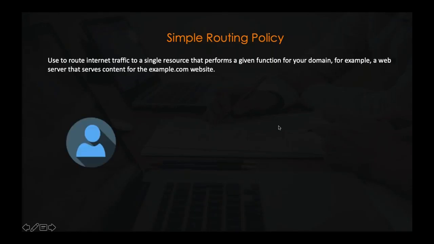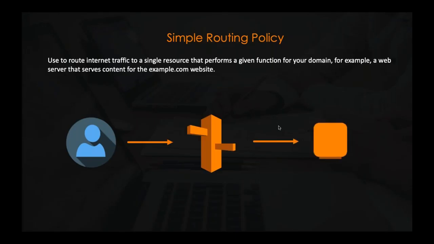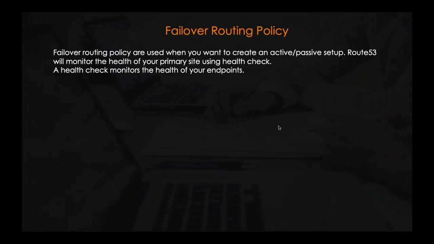It will not check where the request is coming from or what kind of request it is. It will check nothing. It will just divert all the traffic coming to example.com to the server. That is simple routing policy. There are millions of users requesting your domain. Once the request comes to Route 53, Route 53 will divert the traffic to one particular server or to a bunch of servers with a load balancer. That is simple routing policy.